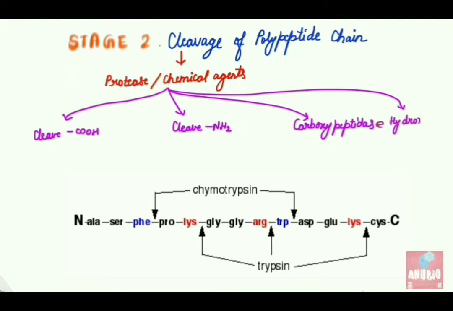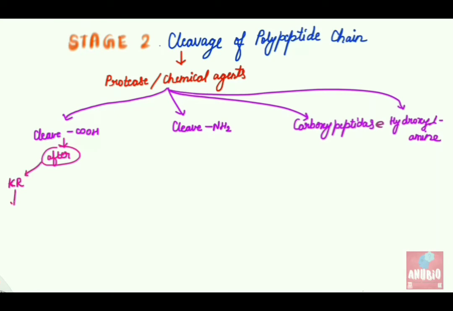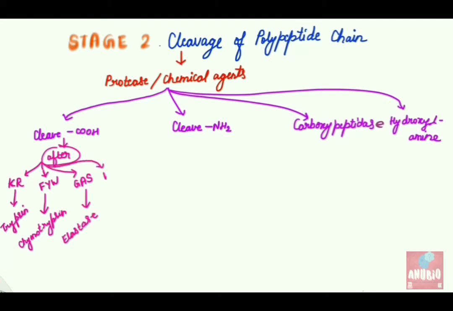So let's start with cleavage at the carboxyl side. These proteases cleave after various amino acids. After K and R, which are lysine and arginine, cleavage is done by trypsin. After phenylalanine, tyrosine, and tryptophan, F, Y, W, cleavage is by chymotrypsin. Then G, A, S, glycine, alanine, and serine, by elastase. And then methionine by cyanogen bromide.